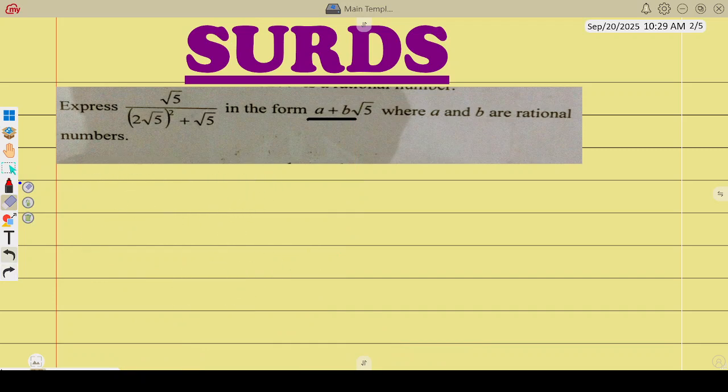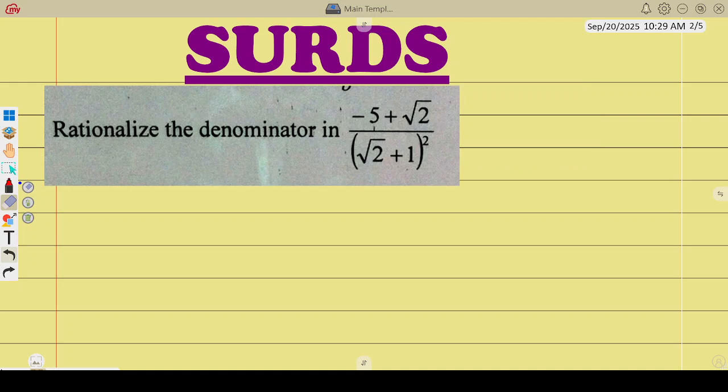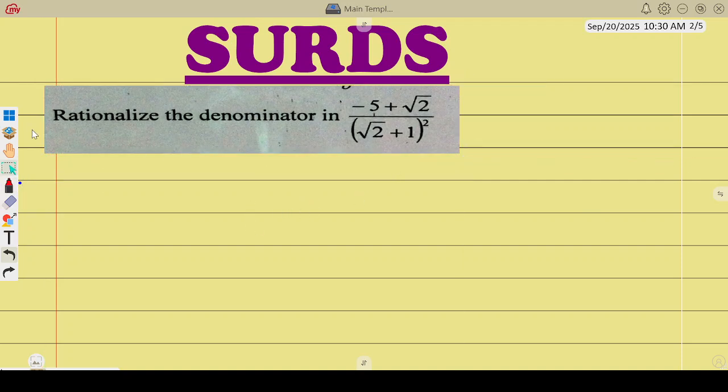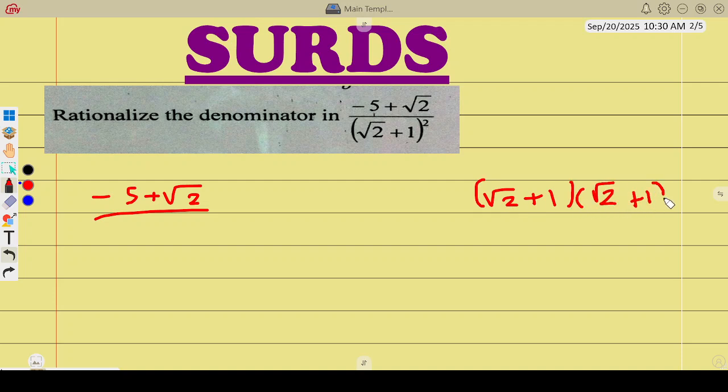So let me just do another one. Okay, and then we can have something like this. Here they just say rationalize the denominator. So you should never be intimidated by a question. So we have 5 root 2 over, so we can simplify the denominator. Root 2 plus 1 squared, meaning it is root 2 plus 1.